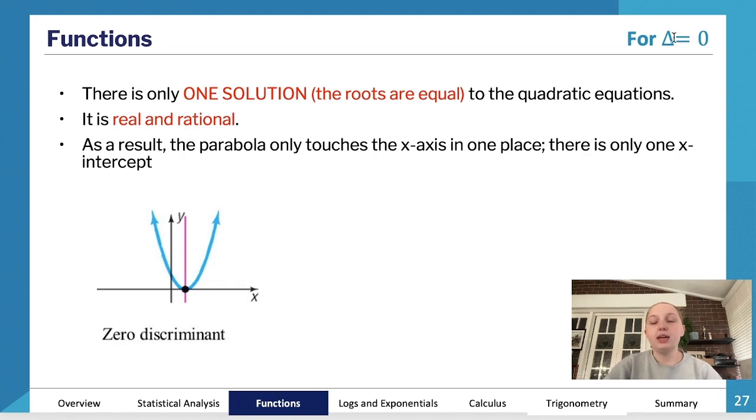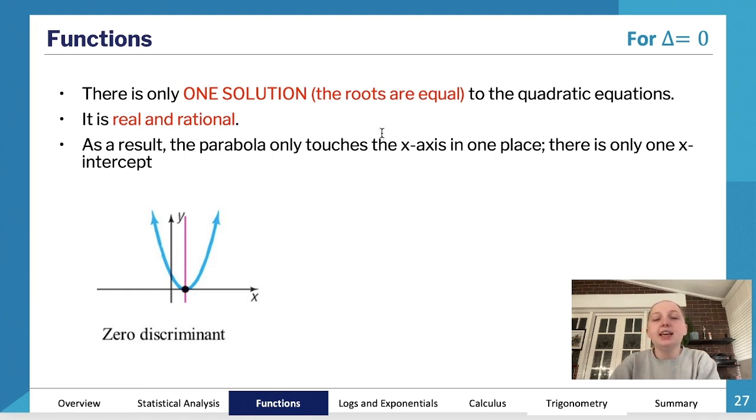So for when your delta or your discriminant is equal to 0, there is only one solution to your graph. So there's only one x-intercept because both of your roots are going to be equal. Now, when you think of this, it's because when we're looking at our quadratic equation, we've got negative b plus or minus the square root of b squared minus 4ac. Sorry, it's not negative b squared at the beginning, just negative b.